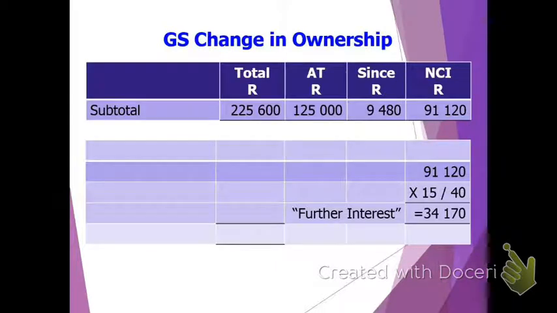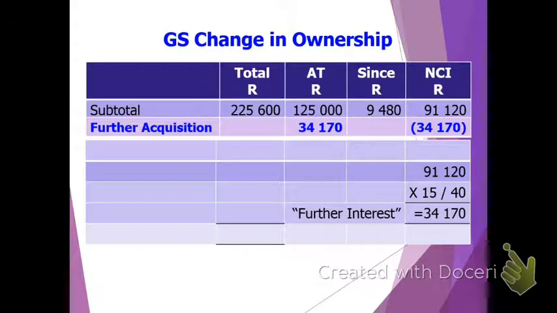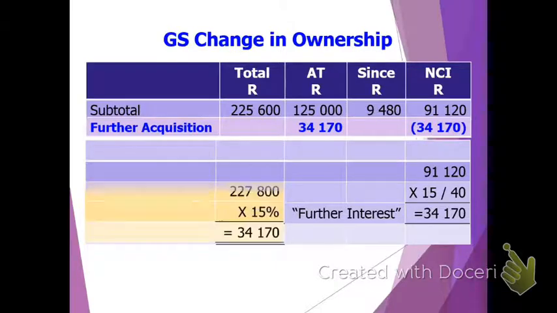This amount that we have now calculated, the 34,170, will now be, as I said, this 30,170 will now be deducted from the non-controlling interest and added to the at acquisition column of the parent to transfer it, because we've now purchased that from the non-controlling interest.